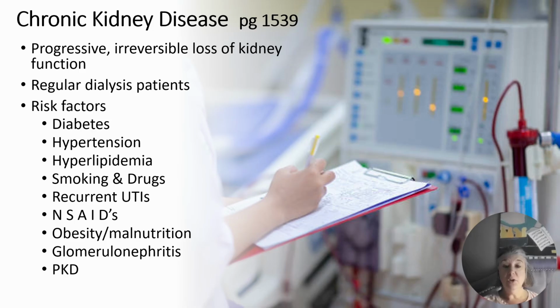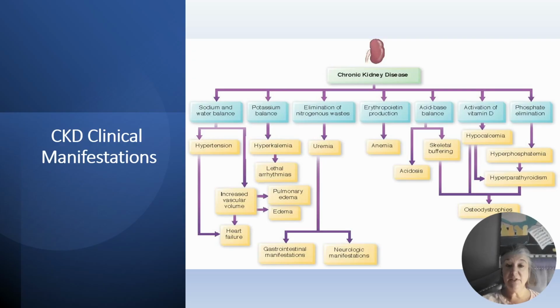And then, of course, don't forget that the most advanced stage of chronic kidney disease is end-stage renal disease. You'll see this written as ESRD, end-stage renal disease, and that is the most advanced stage of chronic kidney disease.